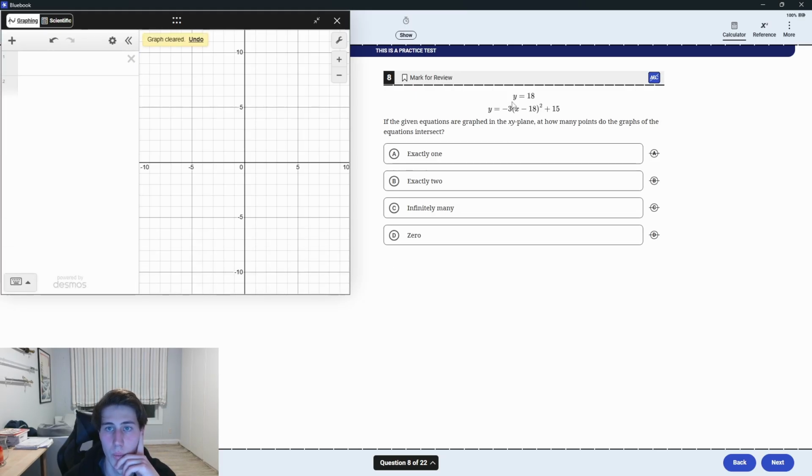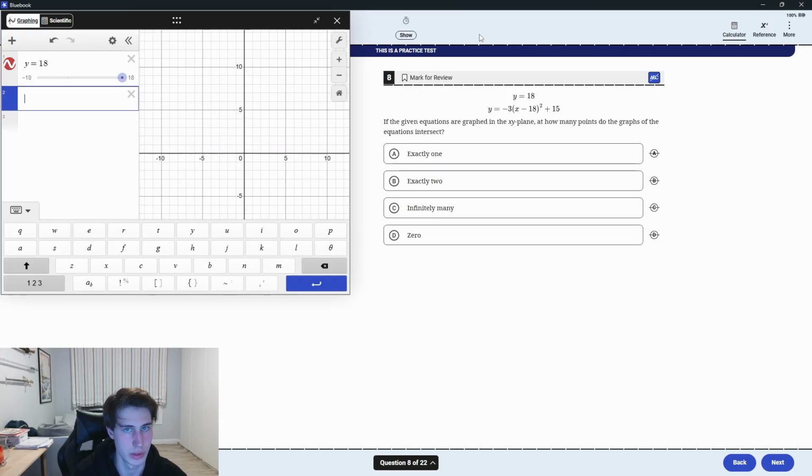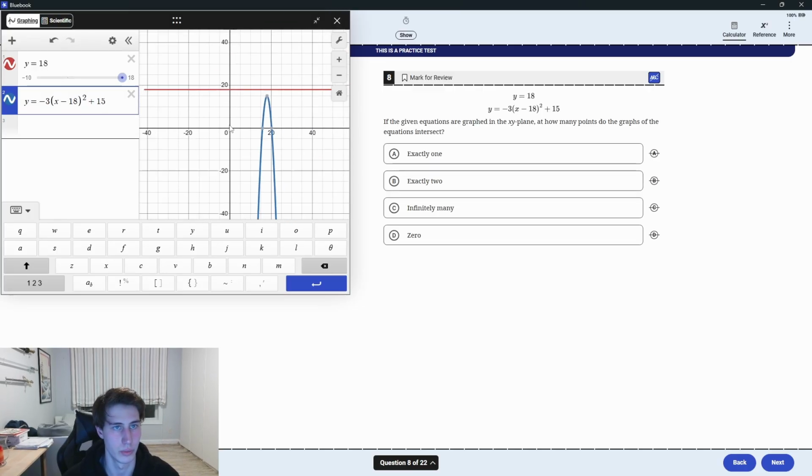Number 8, y equals 18. All right, so if the given system of equations are graphed in the xy plane, how many points do the graphs intersect? Okay, so it's just finding intersections. So let's put this into Desmos. So minus 18 squared plus 15. Okay, and then we'll zoom out.